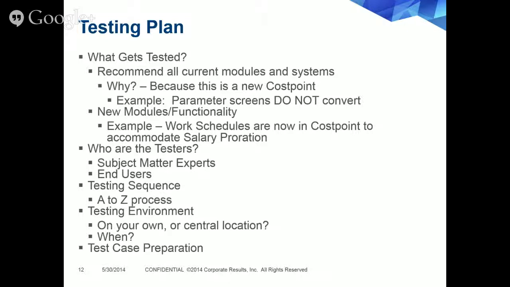Since this is a new Costpoint, you want to ensure that the data looks valid. One of the examples of the conversion is that the parameter screens don't come through. So you'll need to set up those from scratch and test those as you would going live. There's also new functionality that needs to be tested. For example, work schedules are now in Costpoint to accommodate salary proration.